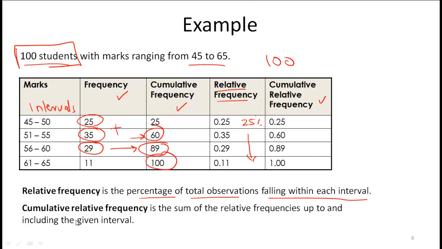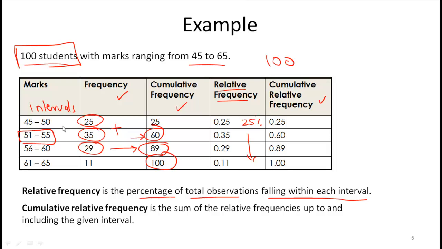Cumulative relative frequency simply requires us to add up these numbers. So I'll first read the definition. Cumulative relative frequency is the sum of the relative frequencies up to and including the given interval. So let's say our interval is 51 to 60.